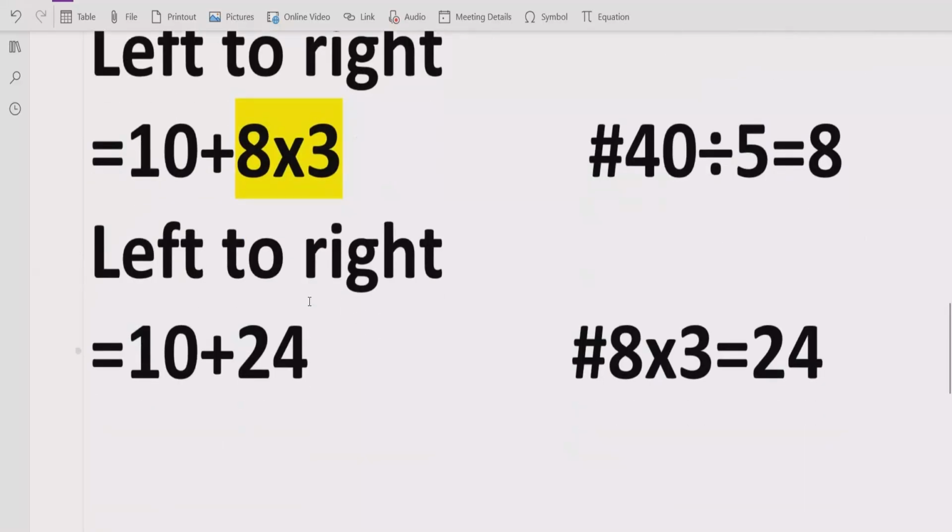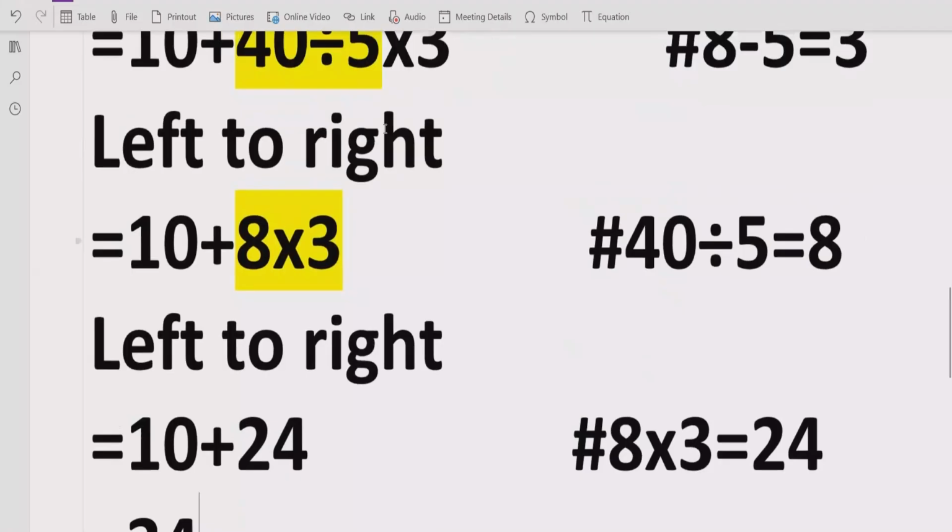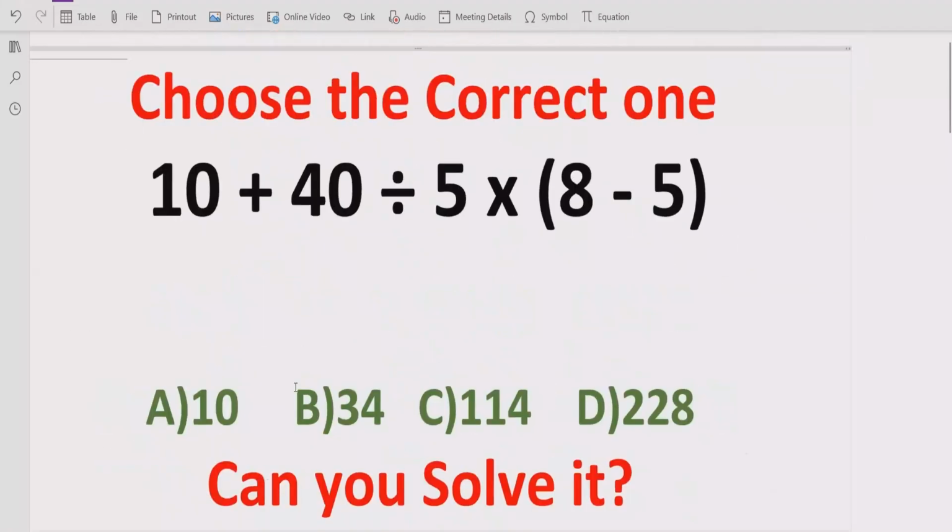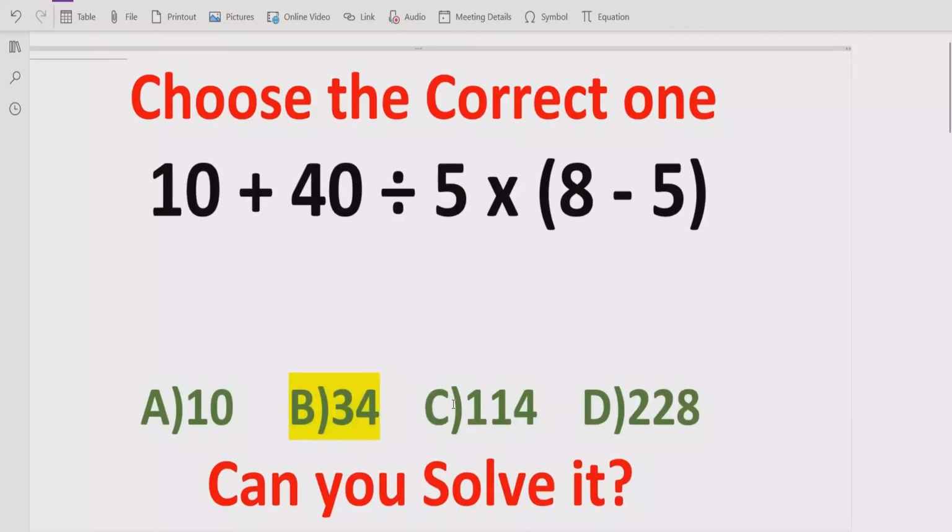So now we have two terms. We will add both of them and get the answer 34. So the answer of the given expression is 34. If you see the answer list, answer B is the correct answer of this expression. So I hope you understand how you can solve the given expression using PEMDAS and BODMAS method and find out the correct answer. So that's it for today.